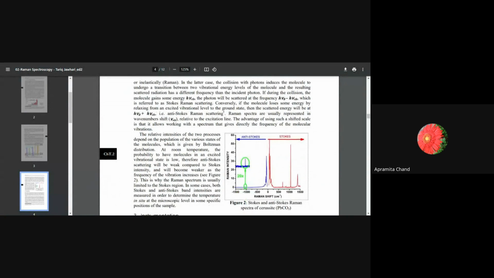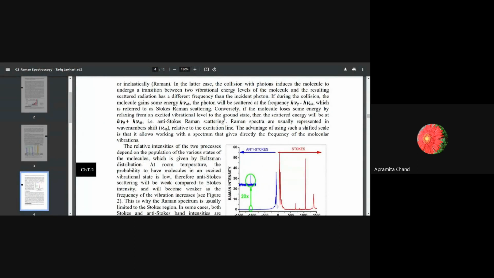So here the same thing has been told, that the collision with the photons induces the molecule to undergo a transition between two vibrational energy levels of the molecule, and the resultant scattered radiation has a different frequency than the incident photon. If during the collision the molecule gains some energy, the photon will be scattered at the frequency h nu 0 minus h nu vibration, and this is known as Stokes Raman scattering.